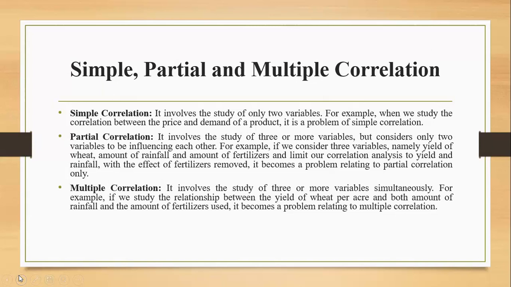For example, if we consider 3 variables, namely yield of wheat, amount of rainfall, and amount of fertilizers, and limit our correlation analysis to yield and rainfall with the effect of fertilizers removed, it becomes a problem relating to partial correlation only. And multiple correlation involves the study of 3 or more variables simultaneously. For example, if we study the relationship between the yield of wheat and both the amount of rainfall and the amount of fertilizers used, it becomes a problem relating to multiple correlation.